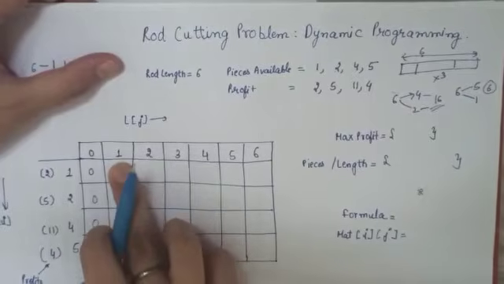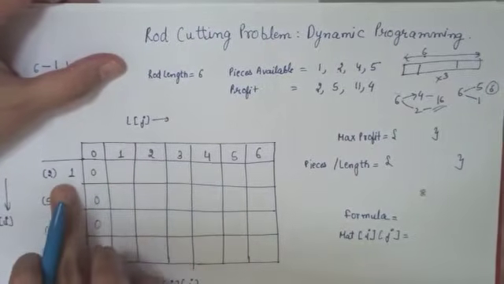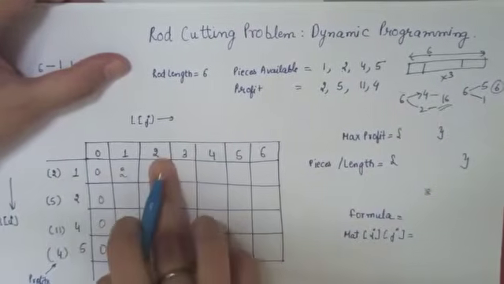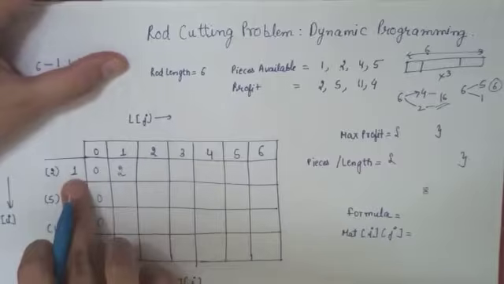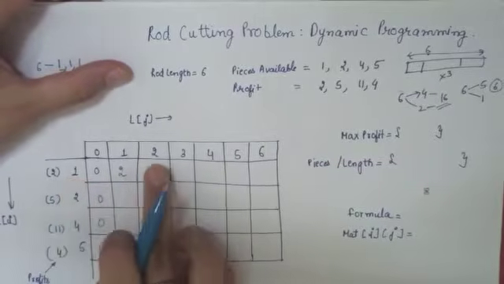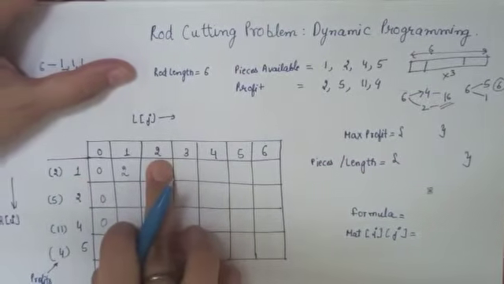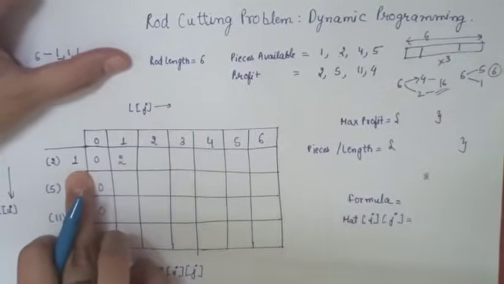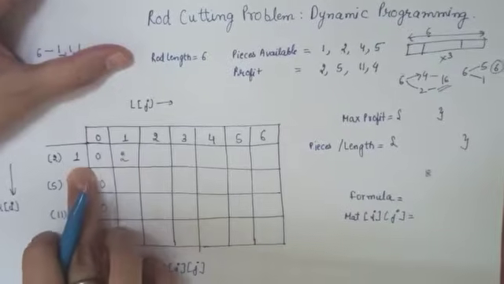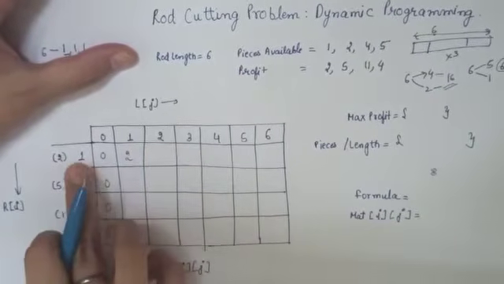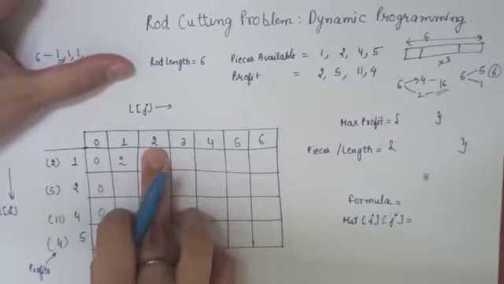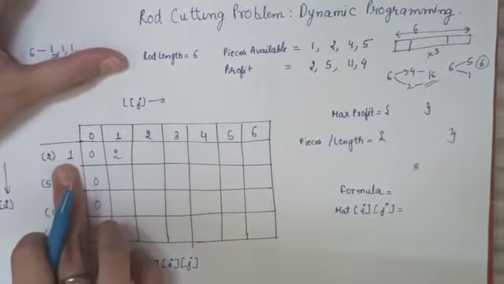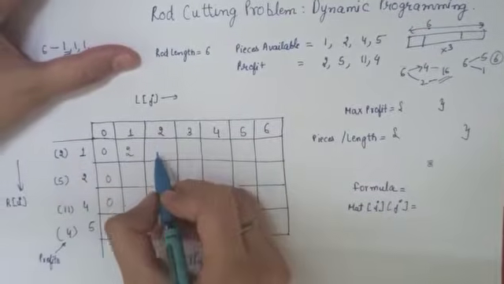If a rod of length 1 is given and a piece of length 1 is given, we can cut. What will be the profit? 2. Rod of length 2 is given and we can divide it only into pieces of length 1. How many pieces can we cut? 2 pieces will be there, so the total profit associated will be 4.